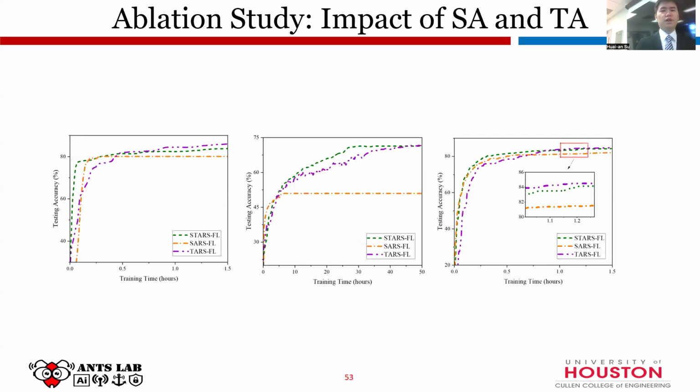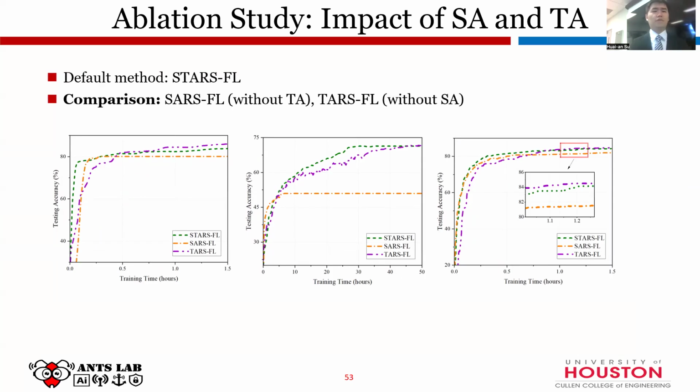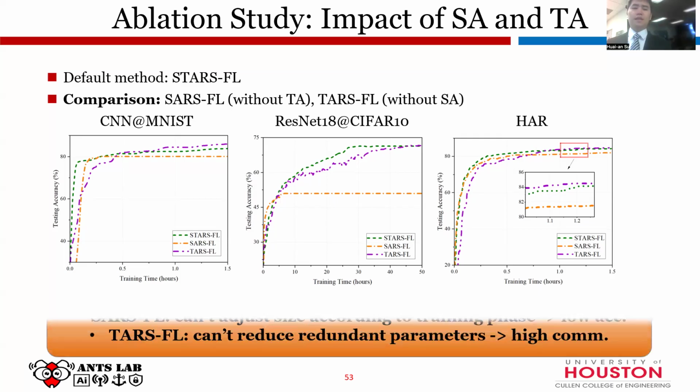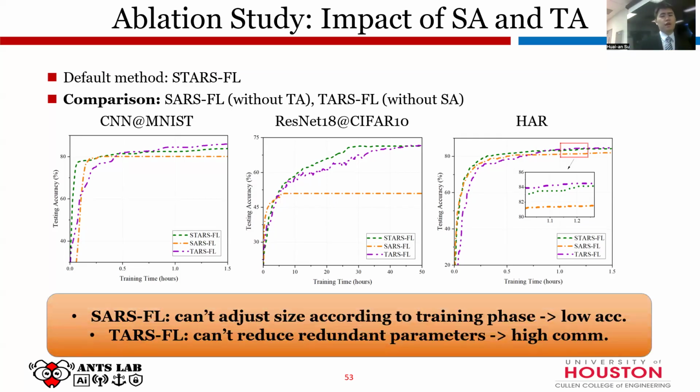As for the ablation study, we try to look at the impact of spatial awareness and temporal awareness. Let's say we have the default setting of StarsFL. We want to compare with StarsFL without temporal awareness, and we have StarsFL without spatial awareness. As you can see here, we also train it across different tasks. The downside for SARS FL is that we cannot adjust the size according to the training phase. Therefore, it reaches a lower accuracy. In terms of TARS FL, we cannot really reduce the redundant parameters in those high communication rounds.